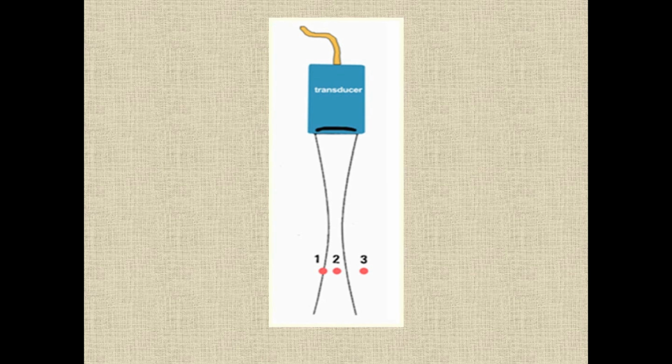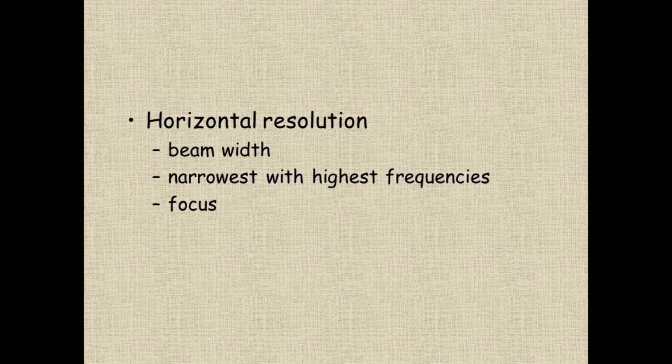Looking at this diagram, you can see that if the focal point of this beam were moved down to coincide with the depth of the structures of interest at 1, 2 and 3, we would get better horizontal resolution than is currently shown, where they've got a wider part of the beam at their depth. So horizontal resolution is related to beam width, which is narrower with higher frequencies and narrowest at the focal point of the ultrasonic beam.